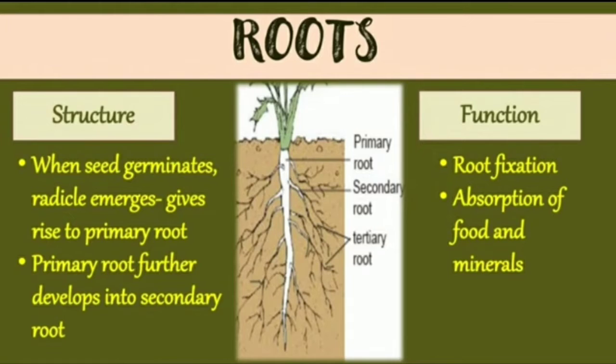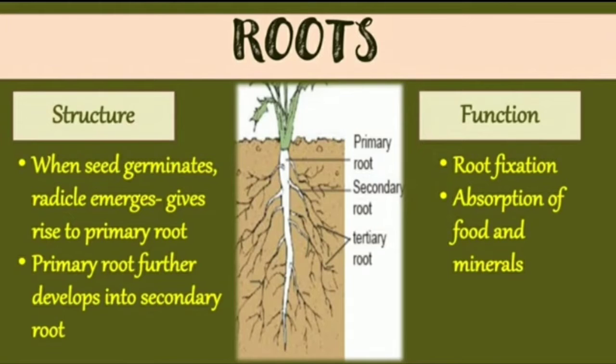Roots bear hair-like processes near the root tips. As you can see, children, these are called root hairs. The root tip is very delicate. This is the region of growth of the root. The tip is covered by a cap-like structure called the root cap. The root cap protects the root tip from injuries.